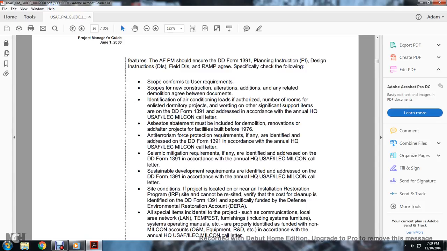Site condition: projects located near an installation restoration program site but cannot be cited. Will verify the cost of the cleanup is identified on the Department of Defense 1391. Specify the funding for the Defense Environmental Restoration Act.